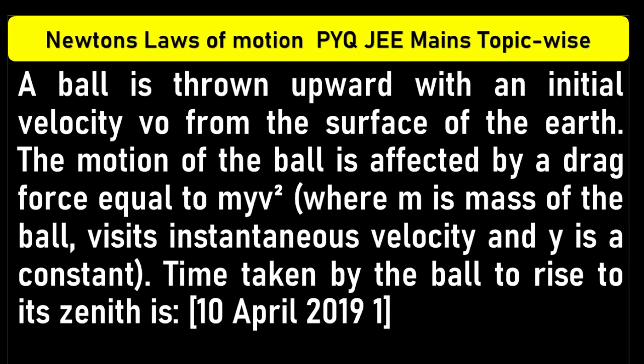A ball is thrown upward with an initial velocity v0 from the surface of the earth. The motion of the ball is affected by a drag force equal to, okay, this is actually mkv squared, my bad, where m is the mass of the body and v is its instantaneous velocity, and k is a constant. The time taken by the ball to rise to the zenith is?